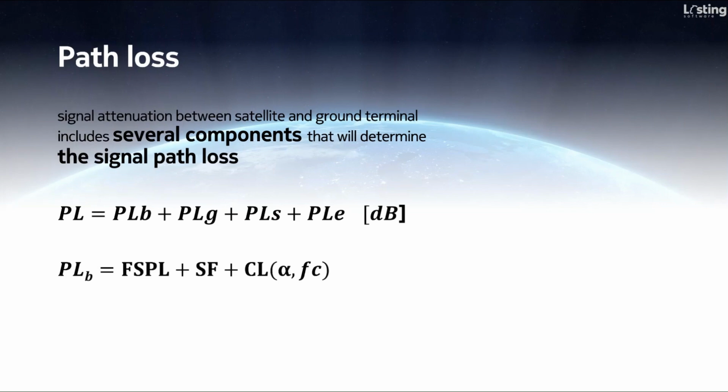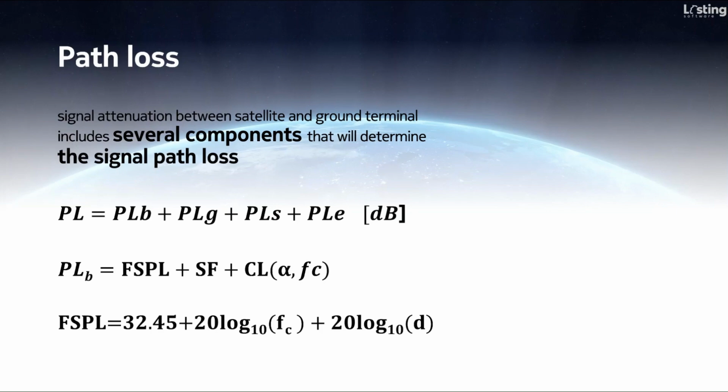Basic path loss attenuation, or PLb, has three cumulative components: free space path loss, shadow fading, and clutter loss. Going further, the free space path loss, or FSPL, follows the free space propagation model and depends on the distance d in meters and carrier frequency fc in gigahertz according to the following equation.